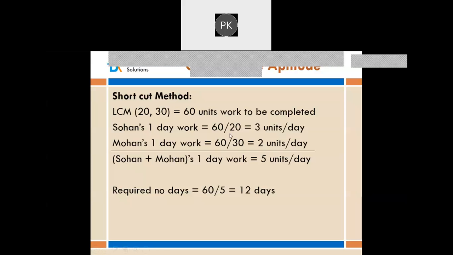Similarly, Mohan's one day work is 60 by 30, which is 2 units per day. Since I want both of their one day work, Sohan plus Mohan's one day work is the addition of these two, that is 5 units per day. Now, the required number of days is always given by total work divided by how much they do in one day, that is 5, which is 12 days.